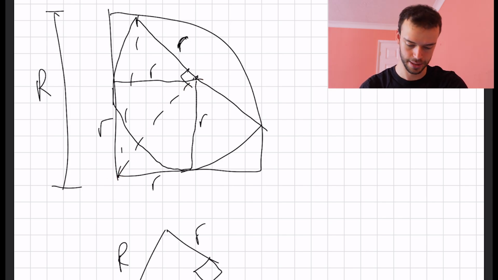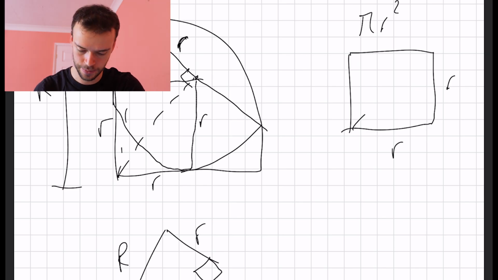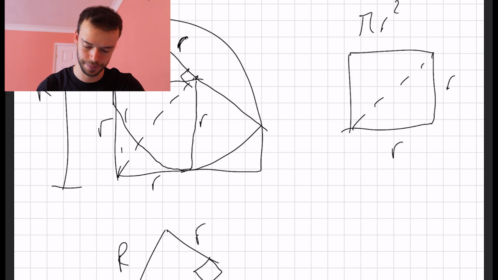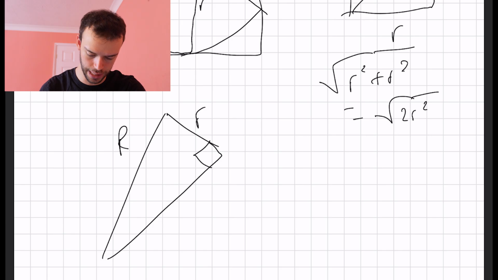How are we going to find that length? Well, note that this length is the diagonal of this square that we formed. So if we redraw that square to the side, we know that the sides are little r, and to get the diagonal, we just do Pythagoras' theorem. So the square root of r squared plus r squared, which equals the square root of 2r squared. Cool, so that's going to be our length here.